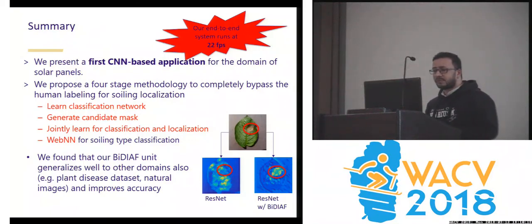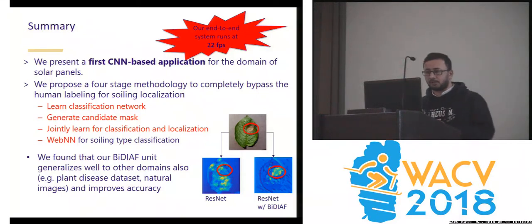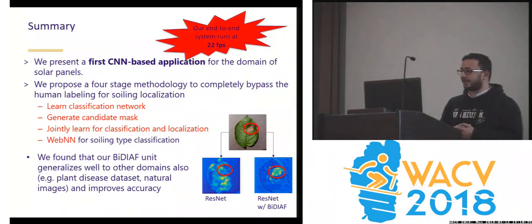To summarize, we present the first CNN-based application for the domain of solar panels. We propose a four-stage methodology to completely bypass human labeling for soiling localization. We found that the proposed BiDIAF unit has good generalization abilities, as you can see in the image on the right.